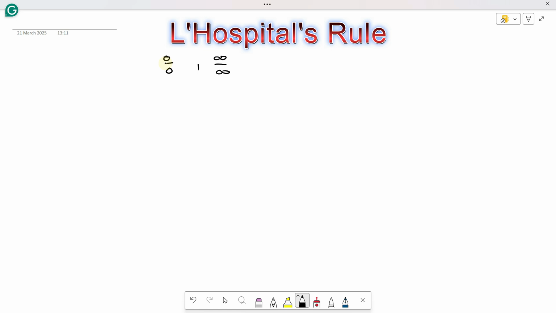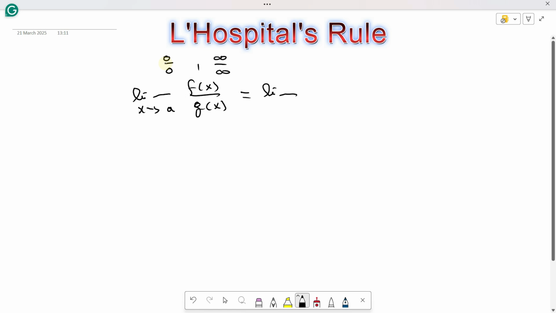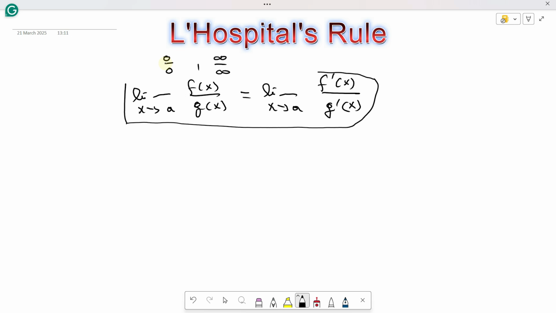And how does it work? L'Hopital's rule says that the limit when x tends to a given value, let me say a, of a function f of x over g of x, is the same as the limit when x tends to a of the quotient of the derivatives, so f of x derivative over g of x derivative. So this rule is also much used. It's a must know when you are dealing with limits.